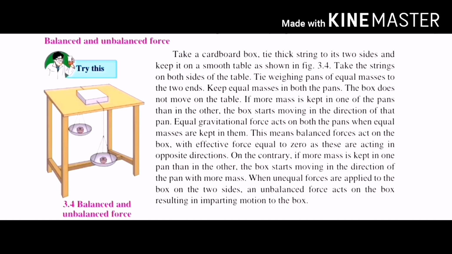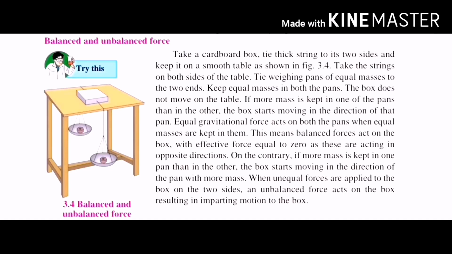We see one cardboard box with thick string tied to its two sides, kept on a smooth table. Now students, what do you do? Keep equal masses in both pans. Then the box does not move on the table. So students, this means that balanced force acts on that box.